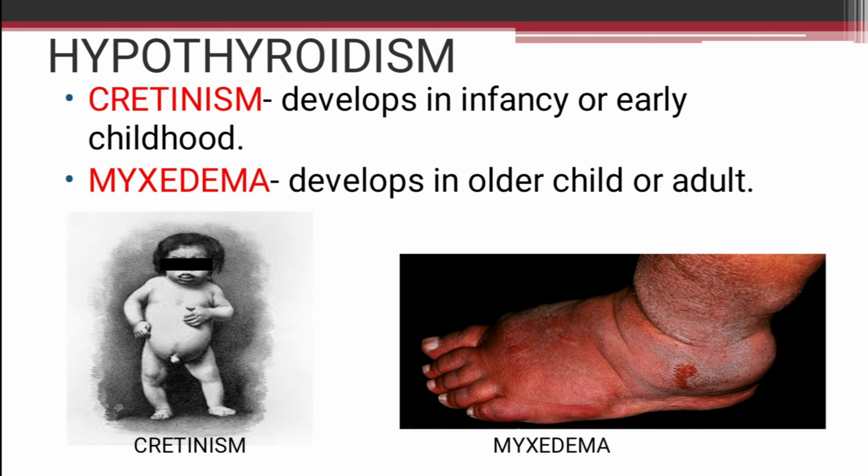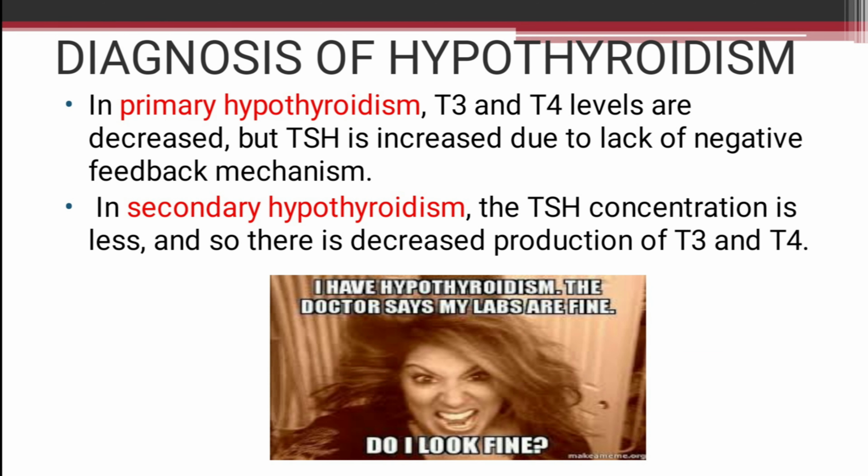In this picture, we can see the child suffers from cretinism, showing the symptoms of protruding tongue, umbilical hernia, and short stature. And in myxedema, it develops in older child or adult. The person suffering from myxedema is marked by decreased physical and mental activity.